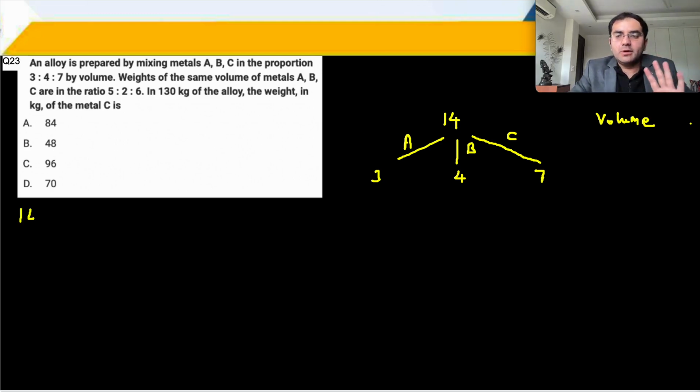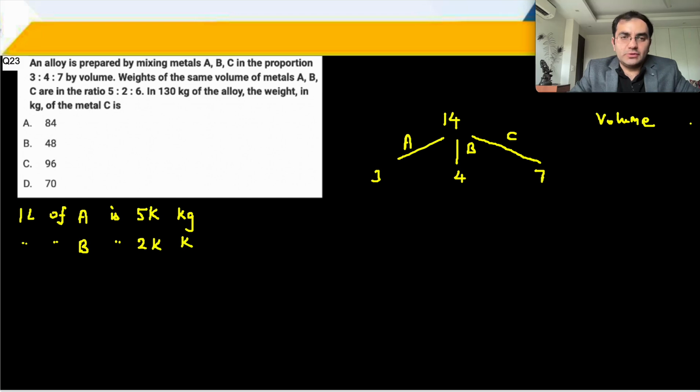Let's talk about 1 liter weights of the same volume of metals. So 1 liter of A measures 5k kg. That's what we have here because the same volume ratio is 5:2:6. So if 1 liter of A is 5k kg, k is a constant, so 1 liter of B will become 2k kg and 1 liter of C will become 6k kg.